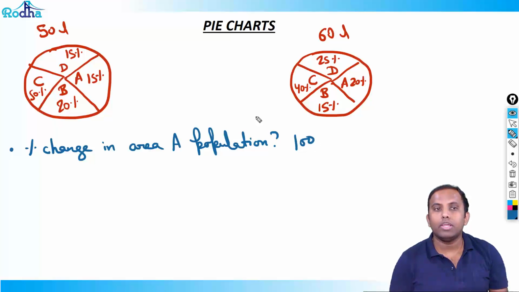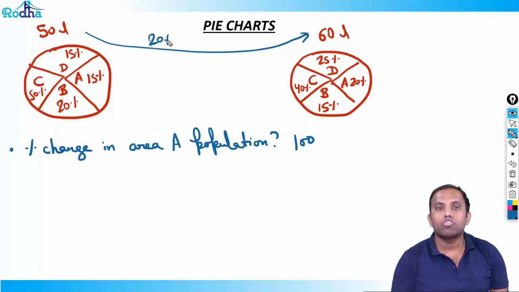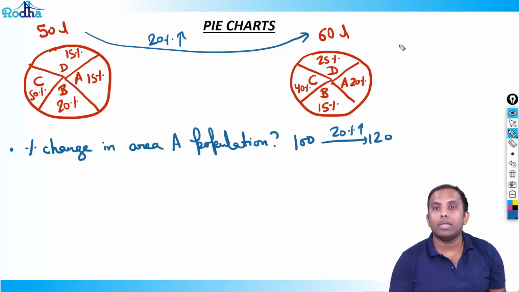Assume it to be 100 initially. This pie chart value has increased by 20%, so automatically A will also increase by 20%. That's what I told, right? And then A has further increased inside the pie chart only. Initially A was 15%, and then A has become 20%.